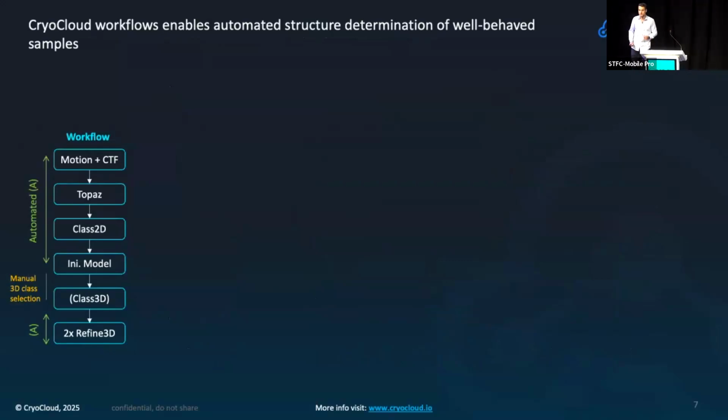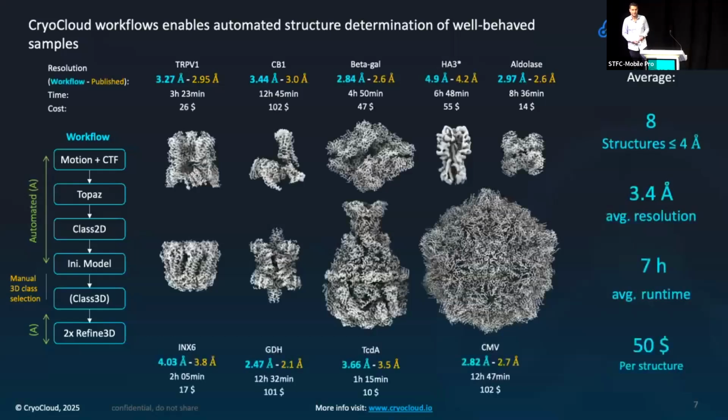We use RELION's 2D class ranker for 2D class selection. Only at the 3D step, the user has to then select the 3D maps. We're also working on automating that. And the last step is also automated. We then applied this workflow to 9 data sets. For 8 of those, we got structures of 4 angstrom or better with an average resolution of 3.4 angstroms, an average runtime of 7 hours, and an average cost per structure of $50.